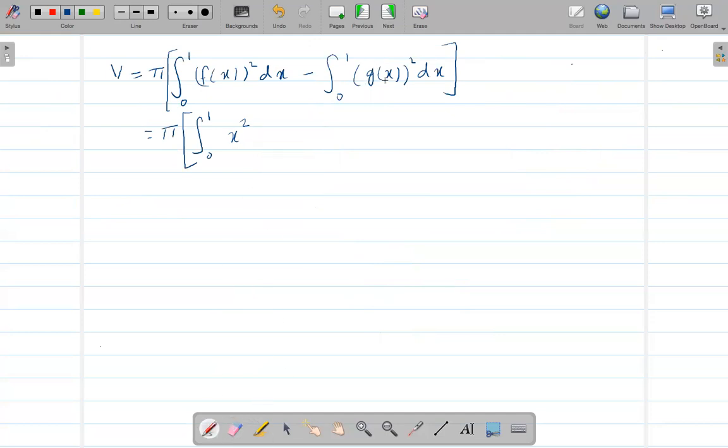And g of x is x squared, and x squared to the power of another square is x to the power 4, right? And since these two have the same interval, that's why I combine this into a single integral. Okay, now it's all about taking the integration.